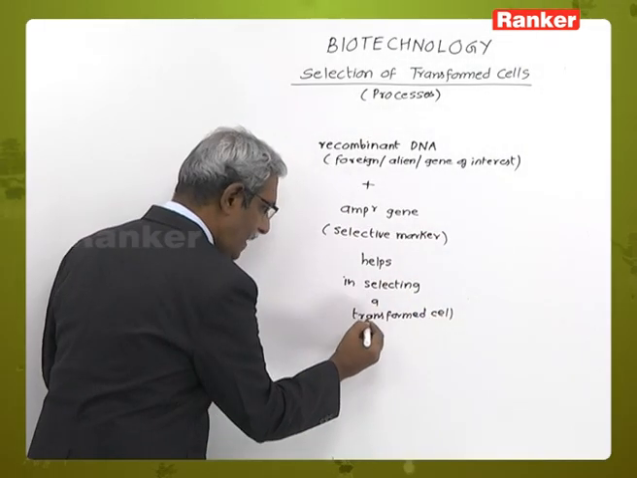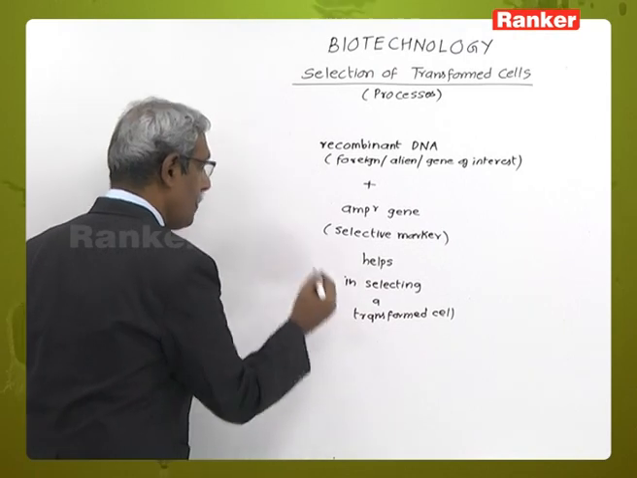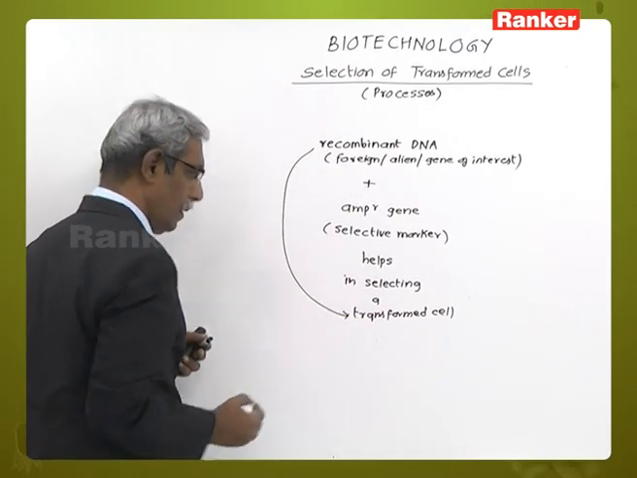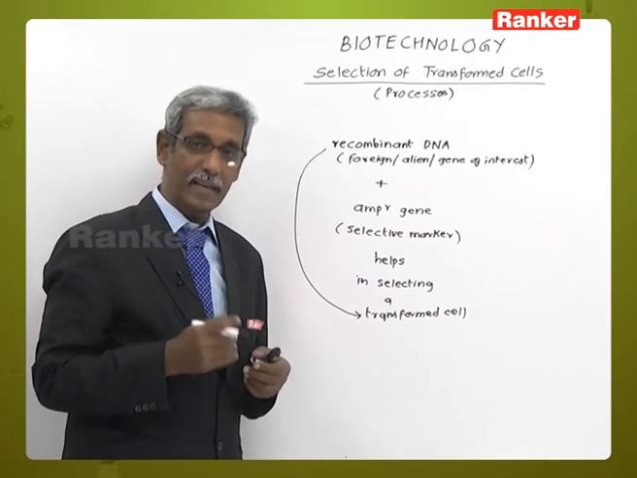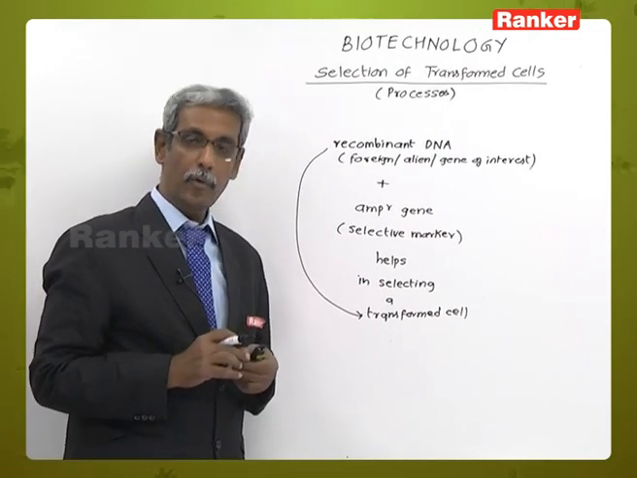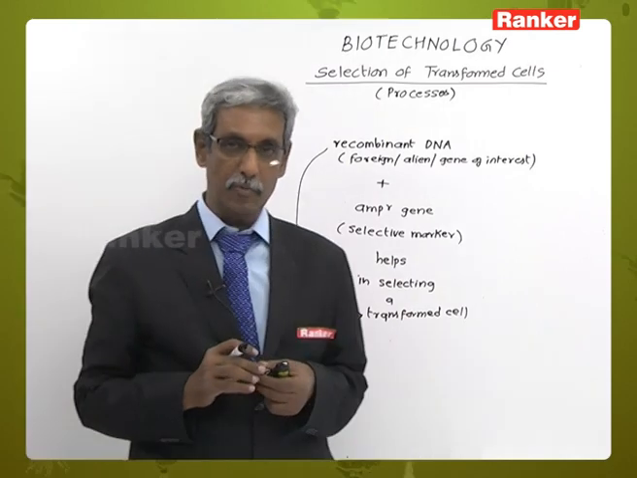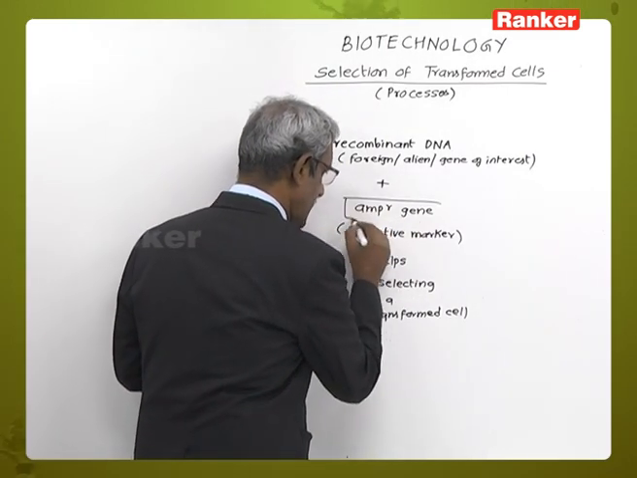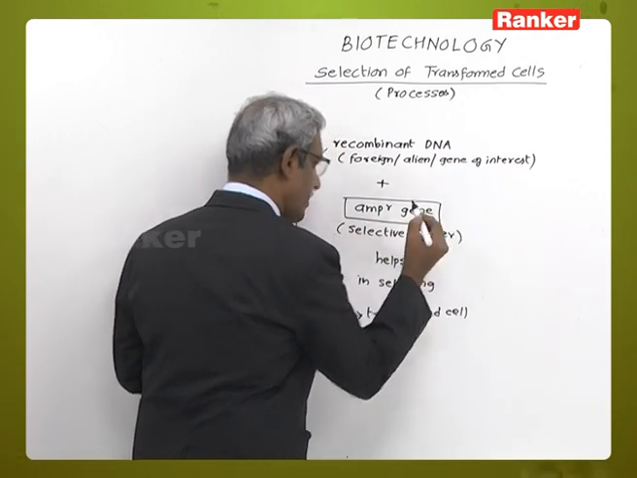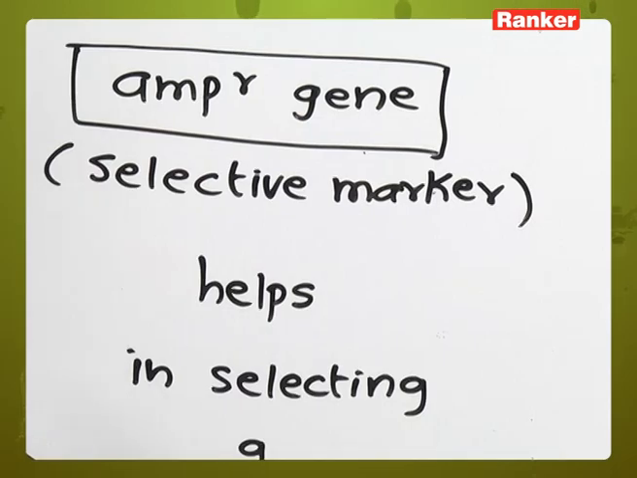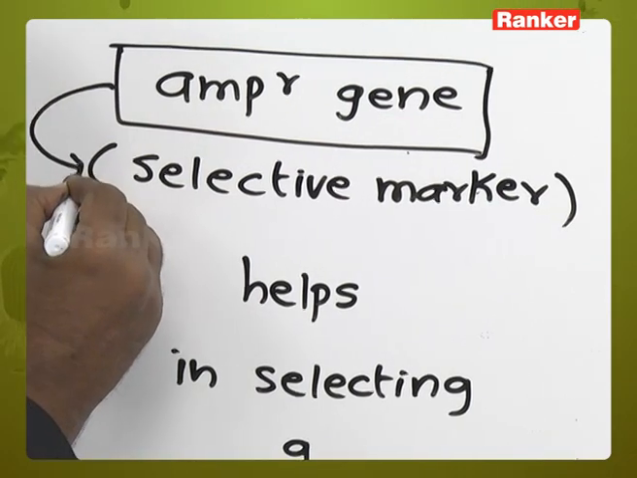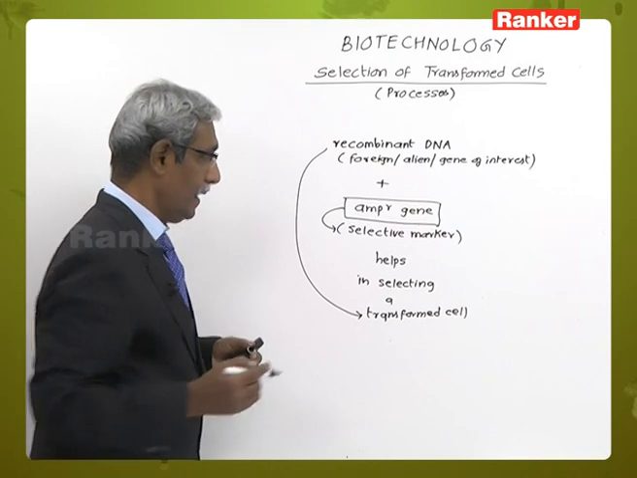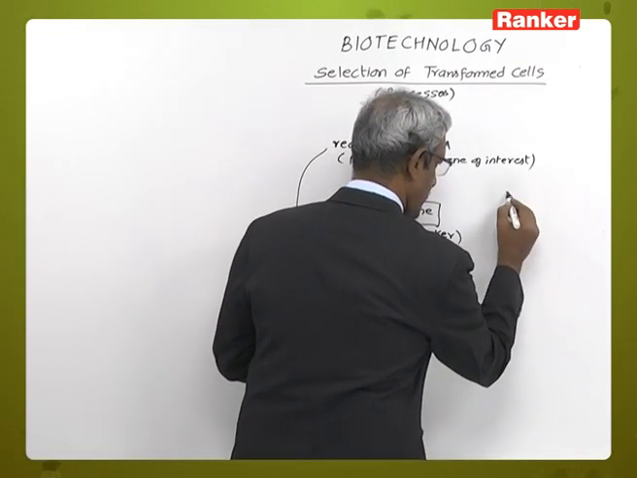So, what exactly is a transformed cell? A transformed cell is one which contains a recombinant DNA. Now, how do you know that a cell has been transformed? If you want to know exactly how a cell has been transformed, you need to look out for whether it has an ampicillin gene. And if it has an ampicillin gene, then you call the ampicillin gene a selective marker.